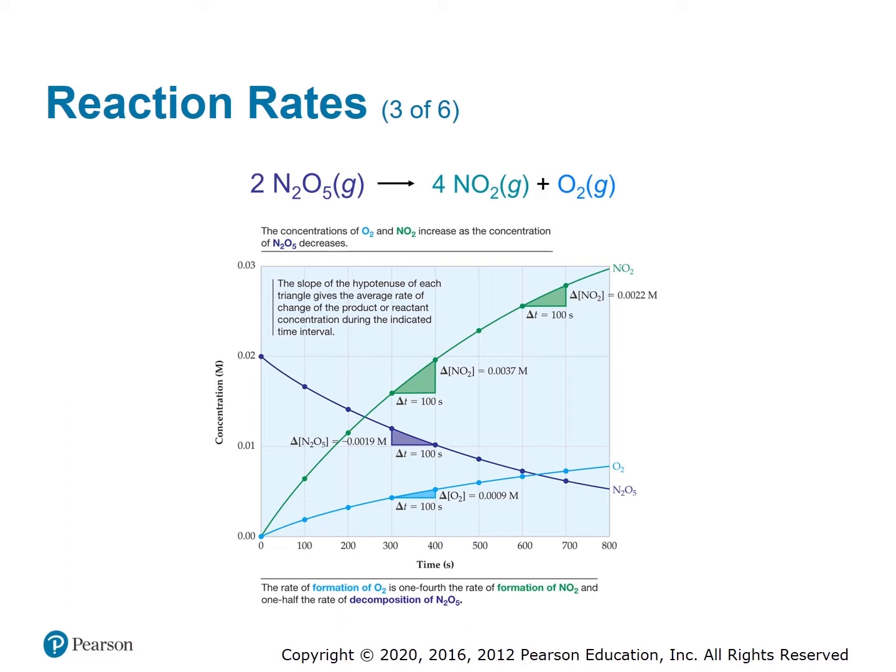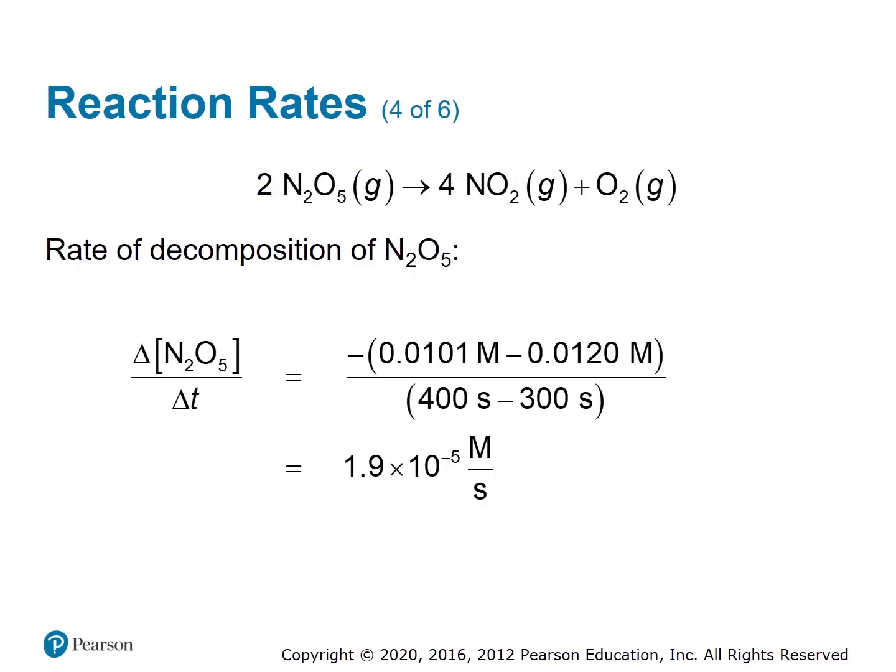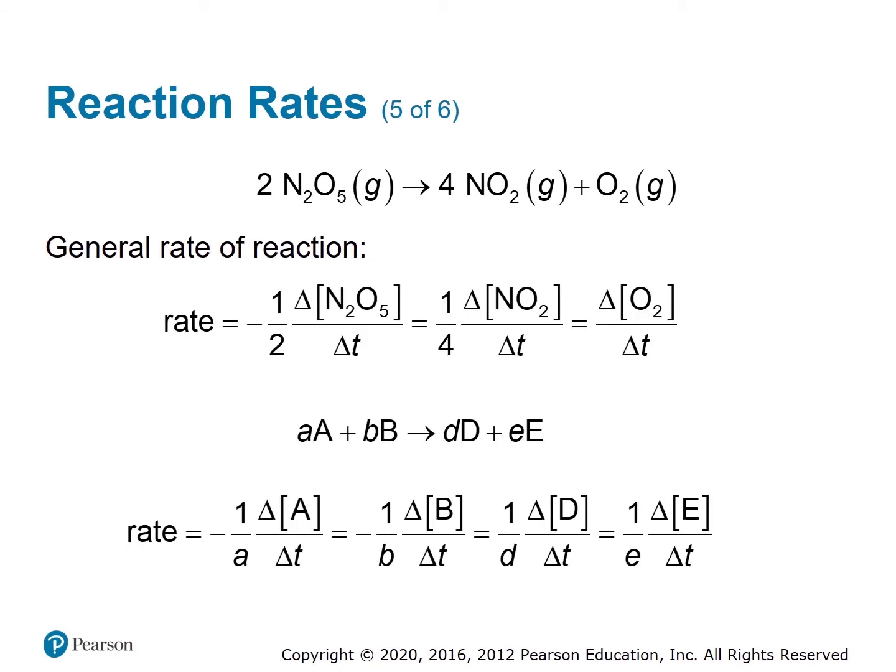We can estimate the average rate of formation or decomposition at any given point by finding the slope between data points over a certain time interval. For instance, over the interval 300 to 400 seconds, we can plug in the values for concentration of N2O5 at those points, which gives us an average rate of decomposition of 1.9 times 10 to the minus fifth molar per second. The reaction stoichiometry relates the rates of formation and decomposition as shown here.